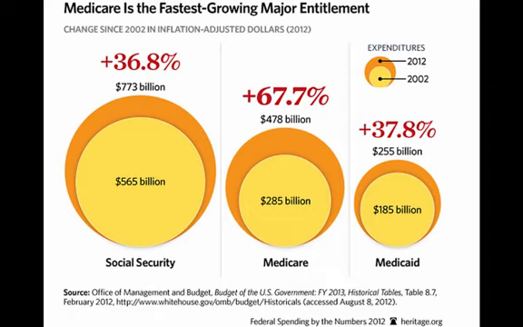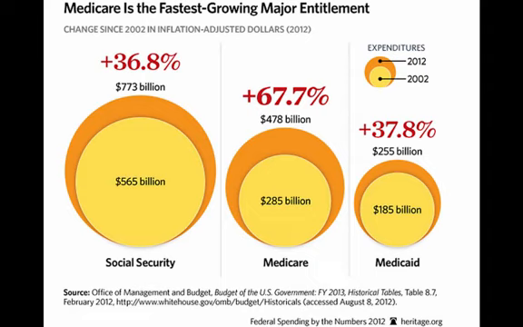Social Security, Medicare, and Medicaid. You can see the data from 2002, and you can see the increase that those have had in 2012. So for instance, Social Security has gone up 36%, Medicare has gone up around 70%, and Medicaid also is kind of knocking on the door for 40%. So from 2002, when President Bush was in office, to 2012, when President Obama has been in office, we can see that these mandatory spending items have been growing at an incredibly fast rate.